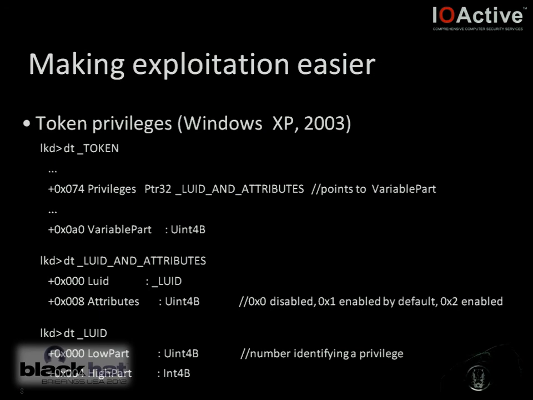So the token structure is different on Windows XP and 2003. Inside the token structure, there is a LUID and attribute structure, which is a pointer that points at the end of the token structure, which is called the variable part. And there, depending on the amount of privileges we have in the process, in the token, we have many LUID and attribute structures. Here, in the attribute fields, we have 3 different values. We have 0 for when the privilege is disabled, 1 when it is enabled by default, and 2 when it is enabled.